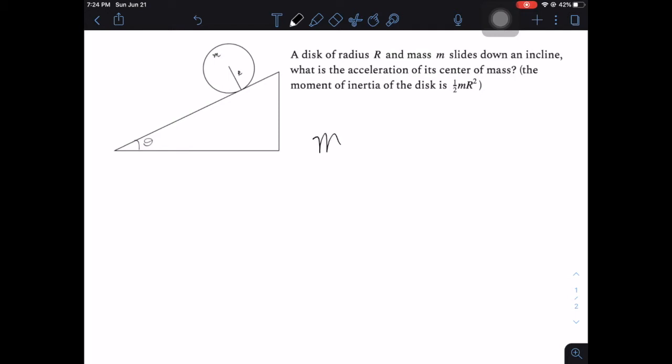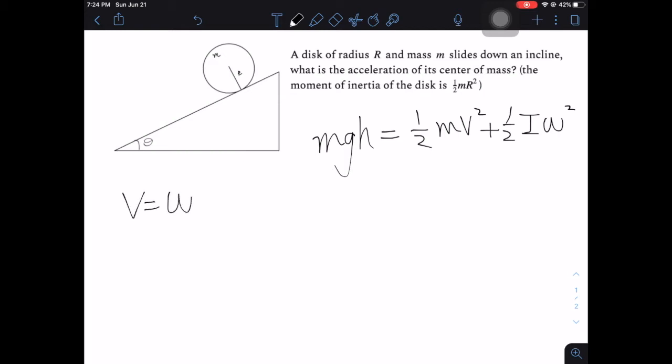So, welcome back guys. So first, let's approach it using the energy method. So we know the total mechanical energy is conserved. So mgh, the gravitational potential energy, has to transfer completely into the kinetic energy and the angular energy. Then we know the velocity is equal to the angular velocity times r. And I, the moment of inertia, is equal to 1/2 mr squared.